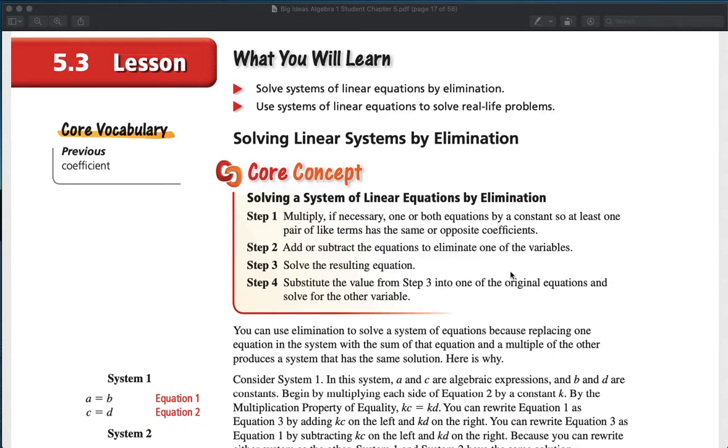Today we will be talking about solving a system of linear equations by elimination.